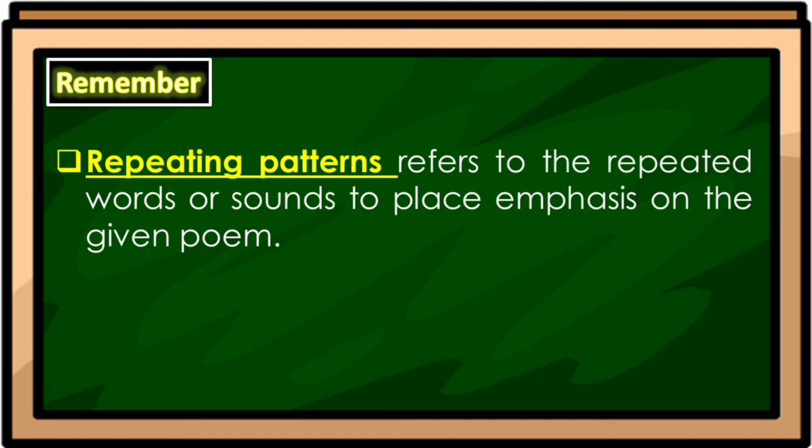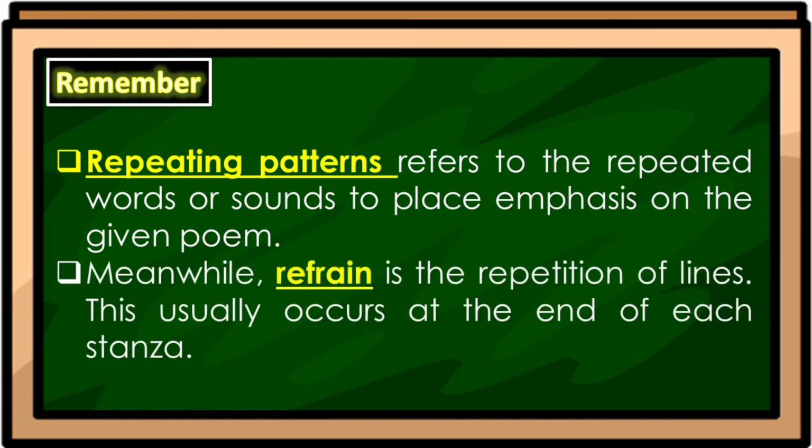So you have to remember that repeating patterns refers to the repeated words or sounds to place emphasis on the given poem. Meanwhile, refrain is the repetition of lines. This usually occurs at the end of each stanza.